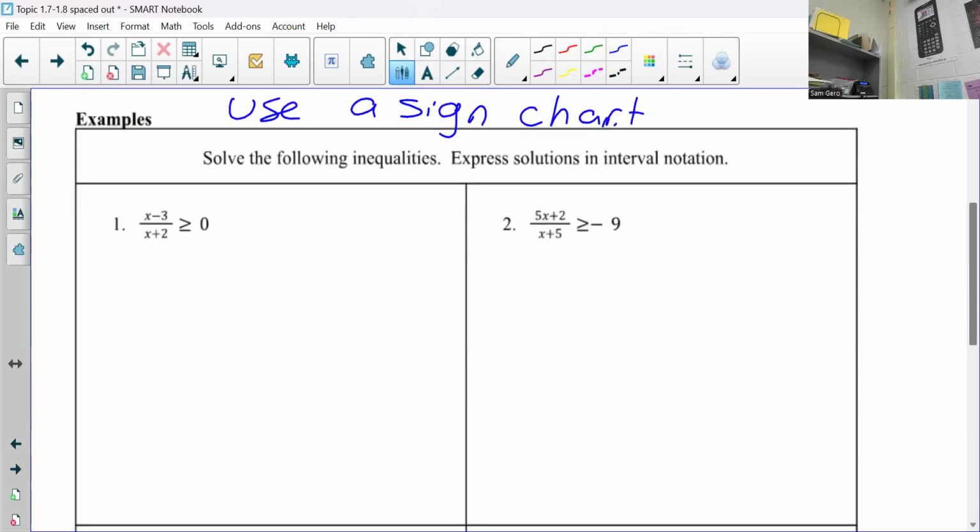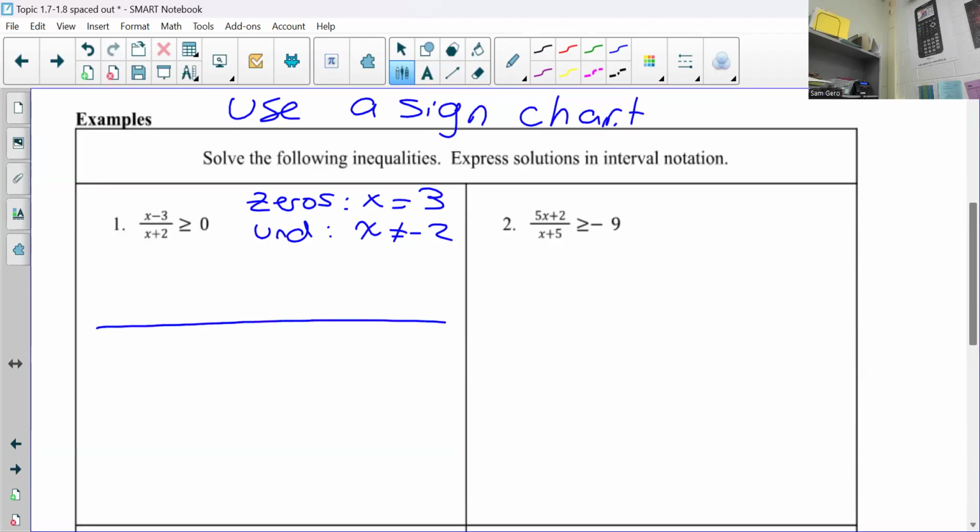So number 1 is really nice because I just have to talk about the zeros. Again, the zeros are coming from the numerator, and the undefineds are coming from the denominator. The numerator zero is x equals 3. The denominator undefined is x equals -2. They both have to go on a sign chart. You cannot do it without both of them, top and bottom. It's equal to 0, so we're good there. So I have -2 and I have 3.